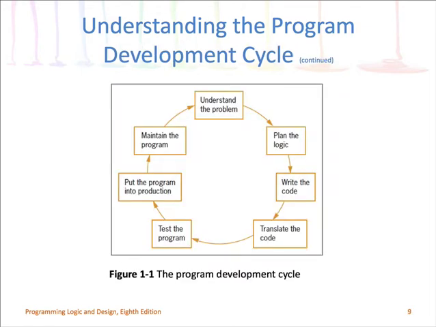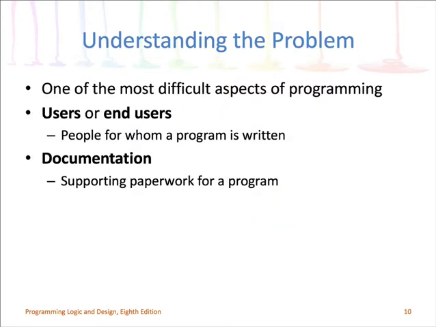This is basically a circle. Maintaining the program means understanding new problems or new parts of the problems, planning the logic, writing new code, etc. So a lot of times, for a program in class, you're going to stop where it says put program in production. You're going to turn it in for grading. But in real life, this circle goes on and on and on for as long as the program is in use.